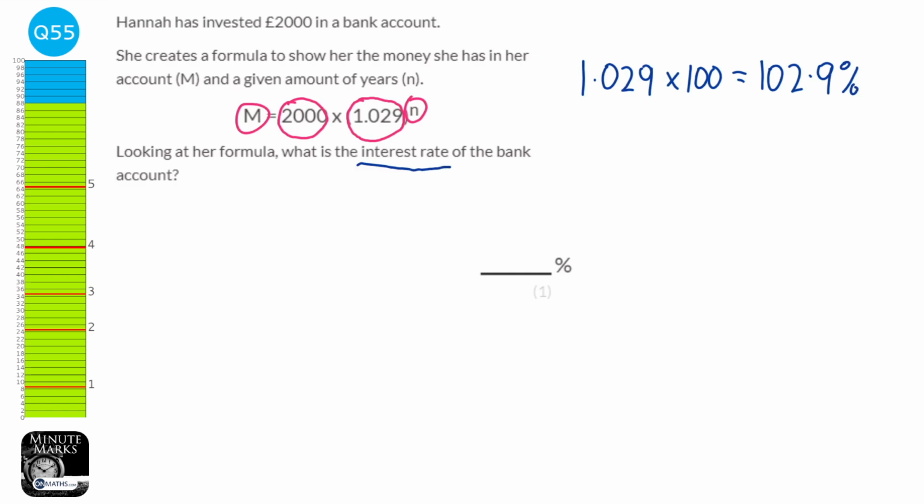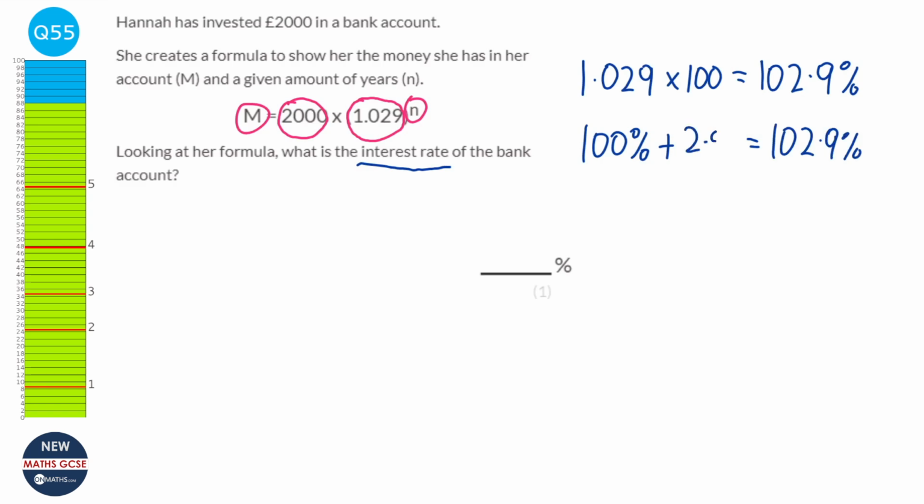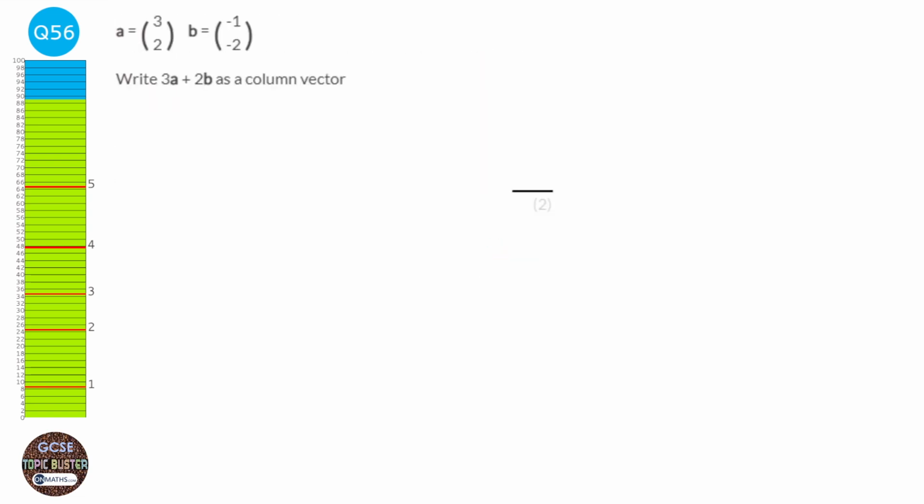Now it says what is the interest rate of the bank. Well, this 102.9% is 100% plus the interest rate, which will equal the 102.9%. So the interest rate is going to be the 2.9%. You always start off with 100%. So if I put £5 into my bank, I've got 100% of that £5, and then the interest rate is on top of that 100%. So our answer here will be 2.9%.